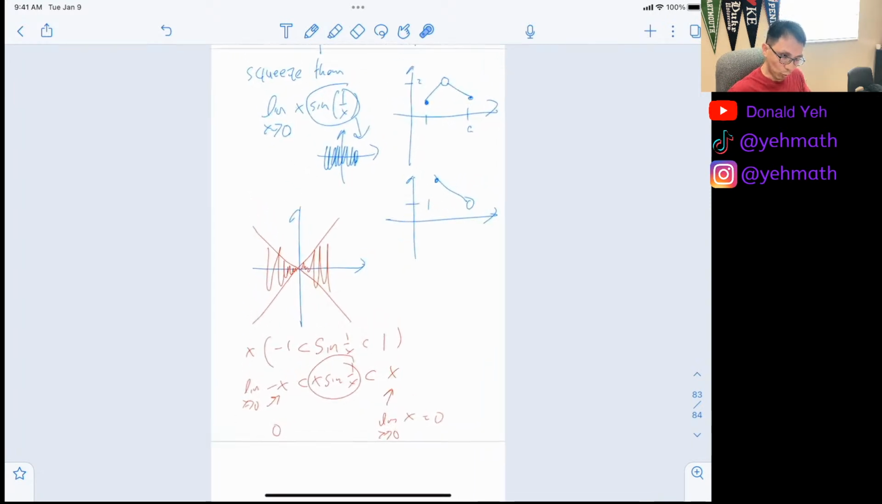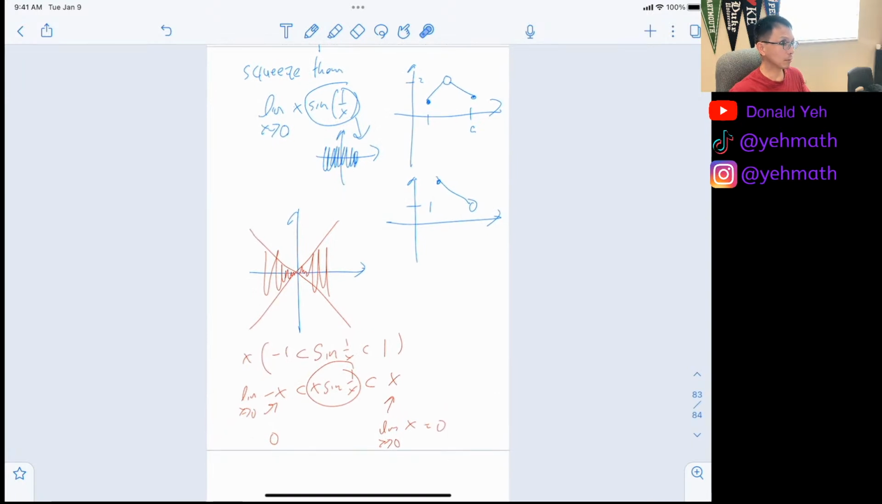Now, why do I mention the squeeze theorem? Well, it did happen once in the last 20 years. So if you don't know the squeeze theorem, no one cares. But if you know it, good for you. It's more likely not going to show up on the exam, but if it does, at least you can try to get it.